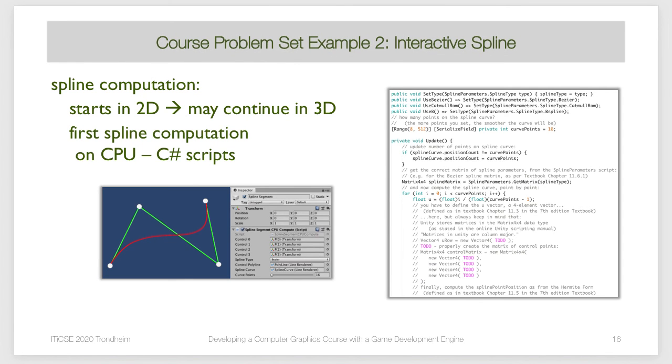And to conclude, another problem set example, in this case, it is about implementing an interactive spline. We start in 2D and then we have the same assignment in 3D. In the first case, we ask students to implement this on the CPU. So that's maybe not as realistic, but it covers all the concepts that are required to understand how to approximate a curve with a succession of points.